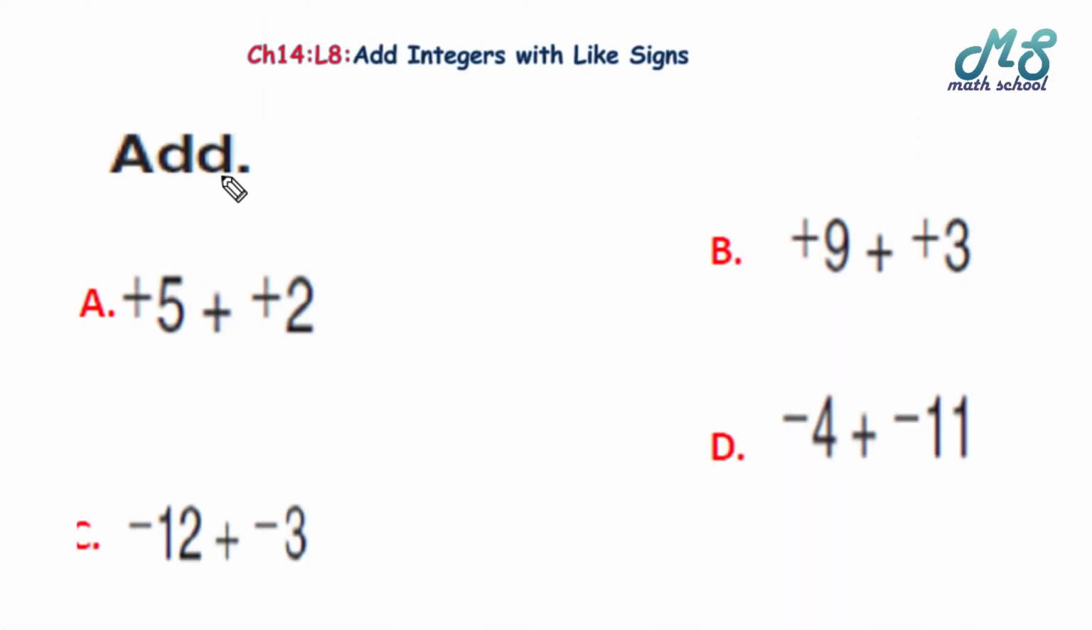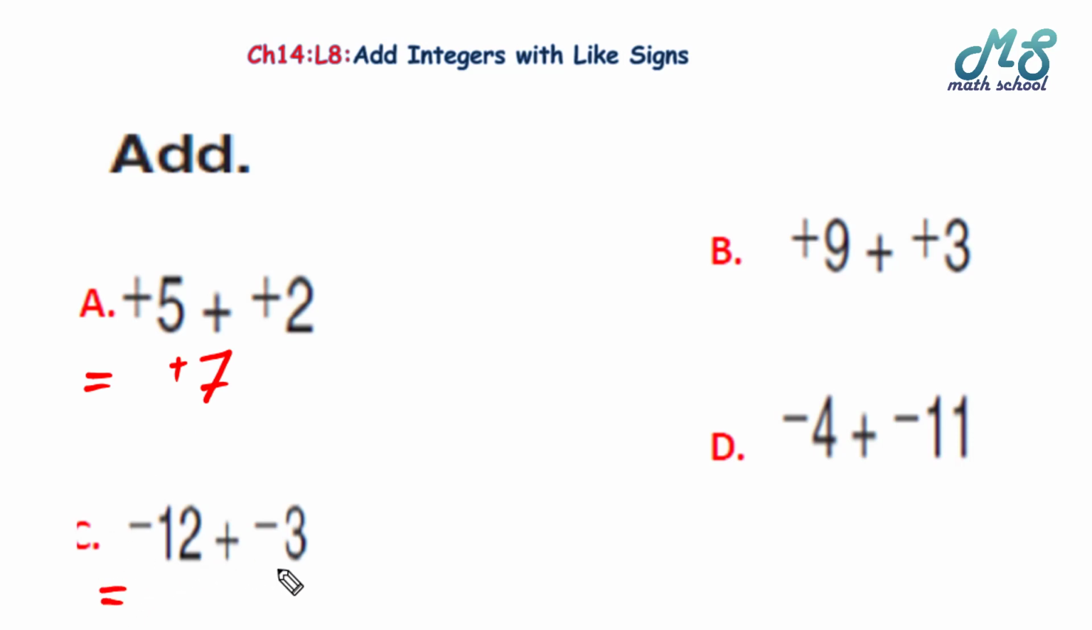Next, how can we add two integers with the same sign? To add two integers with the same sign, or like sign, just add the two integers, then write the same sign of the two integers. 5 plus 2 equals 7, and put the same sign.